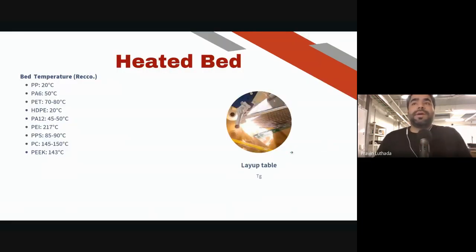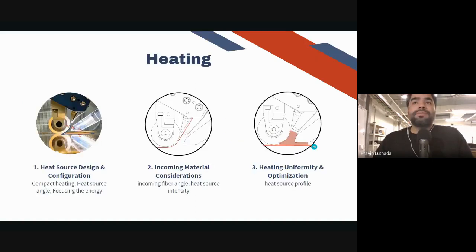Coming back to the heated bed temperature, it's mostly derived from the Tg of the given material. This is also true based on literature, that you would want to have the base temperature at least around the glass transition temperature.